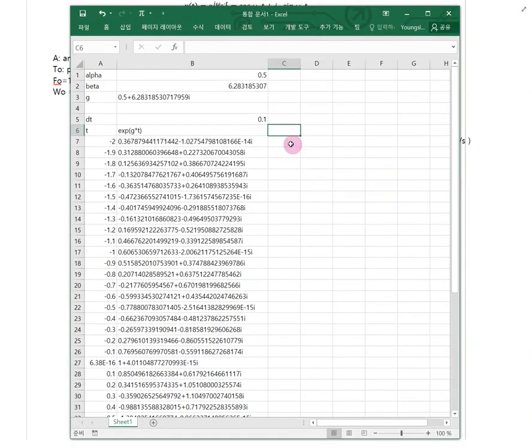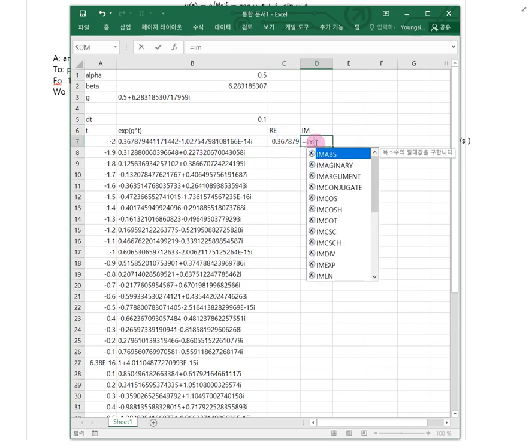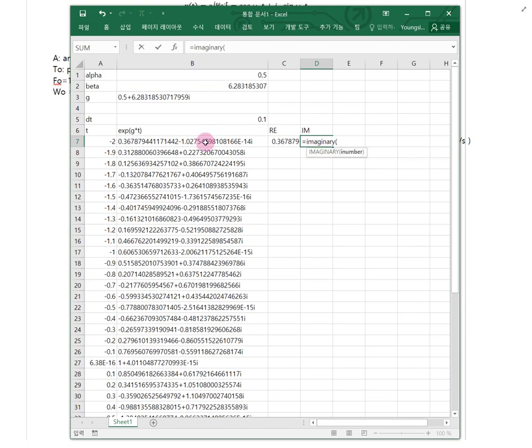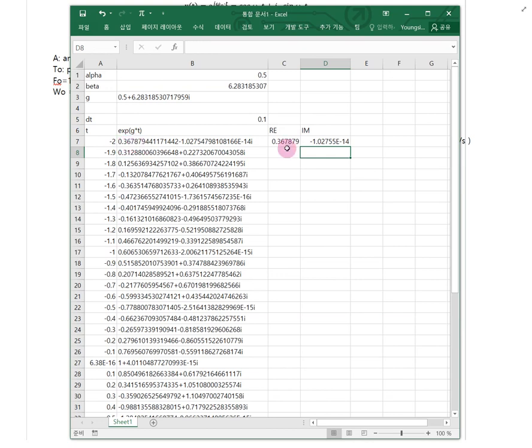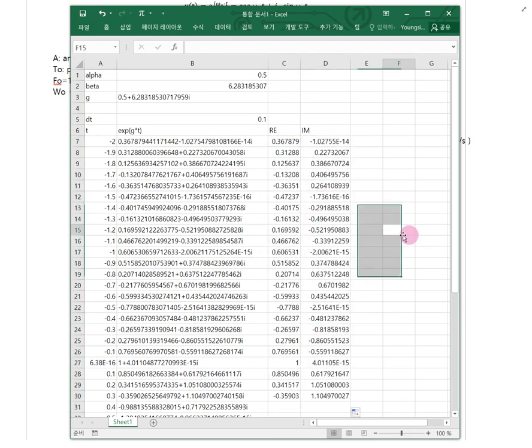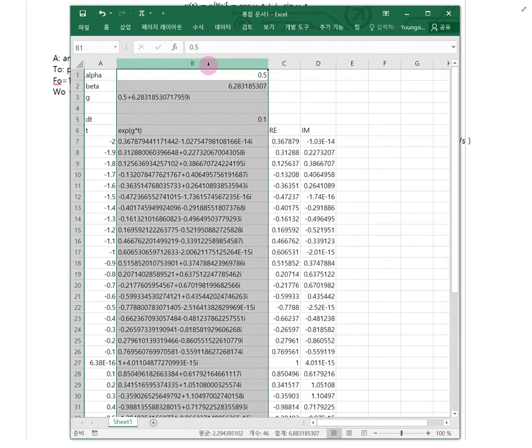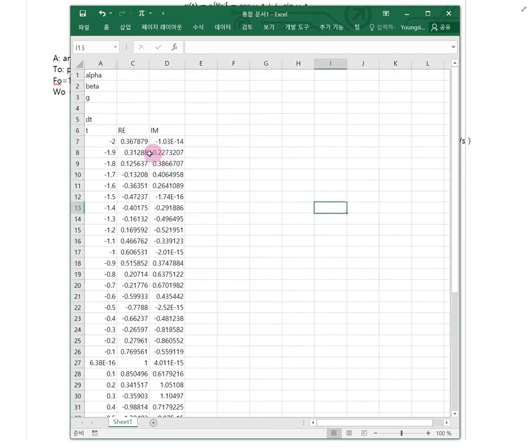I would like to separate the real and imaginary components. Here I collect the real component of this one, and select the imaginary component here. You can see here that 0.367 is the real term of this one, and the imaginary term is 1.027 times 10 to the minus 14. I repeat that one. I make it hide. So this is the real and imaginary terms.